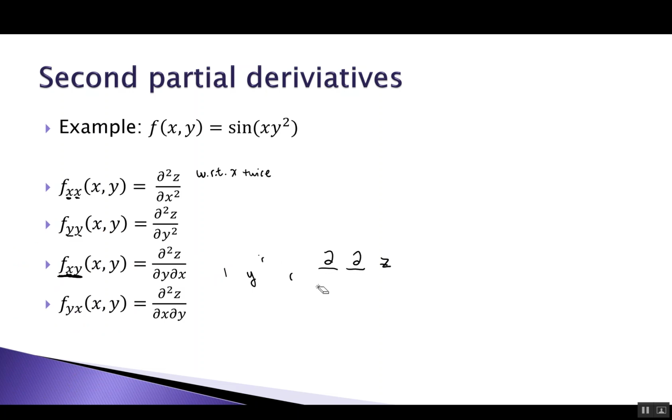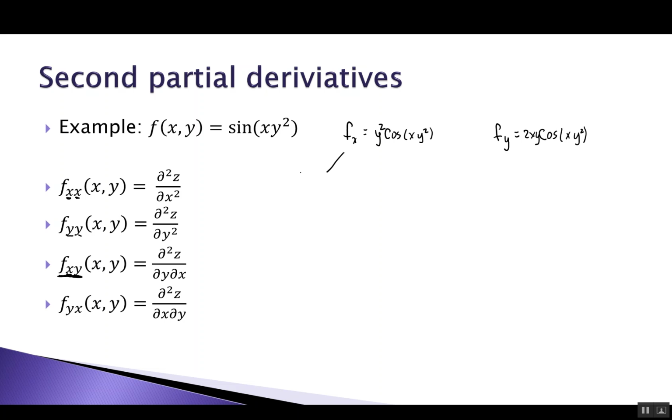So let me erase all this. And let me erase that. And I'll get some ink back. And now let's see. So f sub x is going to be cosine of xy squared times the derivative of xy squared with respect to x, which will be y squared. F sub y will be cosine of xy squared. I'm using a chain rule. Times the derivative of xy squared with respect to y, which will give me a 2xy.